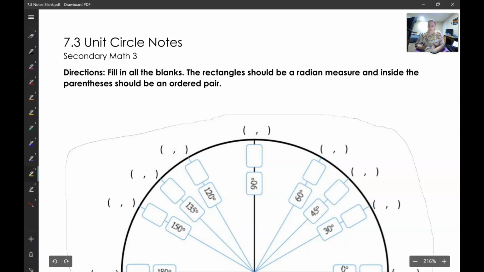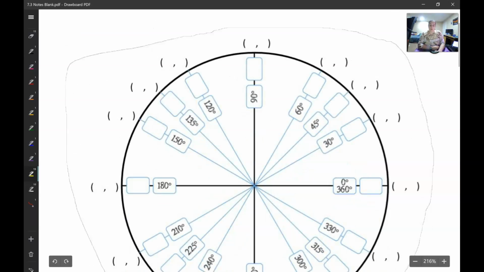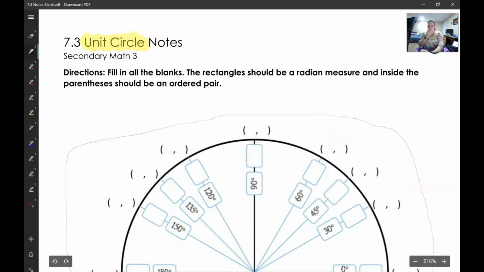Welcome to lesson 7.3, where we are going to do what is called the unit circle. Now, this lesson is huge because the unit circle is something that you must memorize. So everything we do today has to be memorized. So we're actually going to start using those special triangles that we talked about last class. I want to review these really quickly.